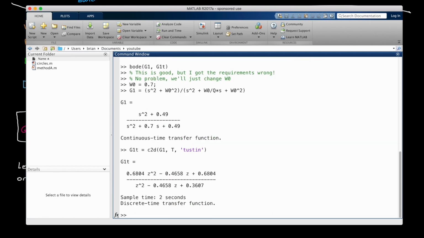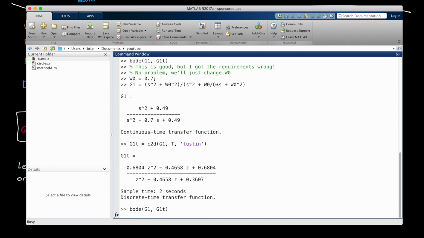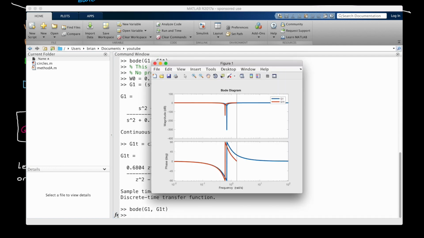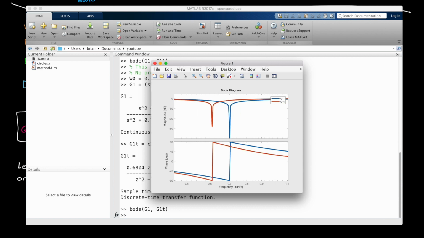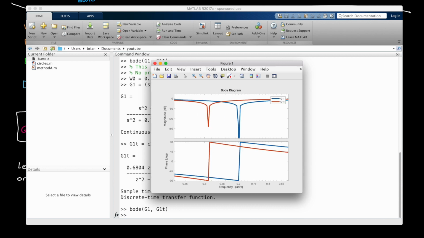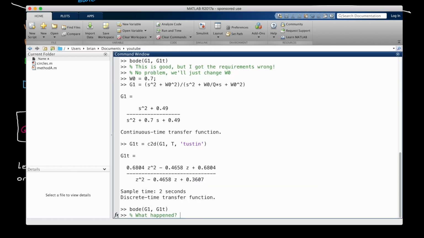Now, this is probably still okay, but let's just check the Bode plot once again to be absolutely sure. And they're different. And if we zoom in, we can see that the analog notch is at 0.7 like we want, but the digital notch is much lower at 0.61 radians per second. What happened? All we did was increase the critical frequency.